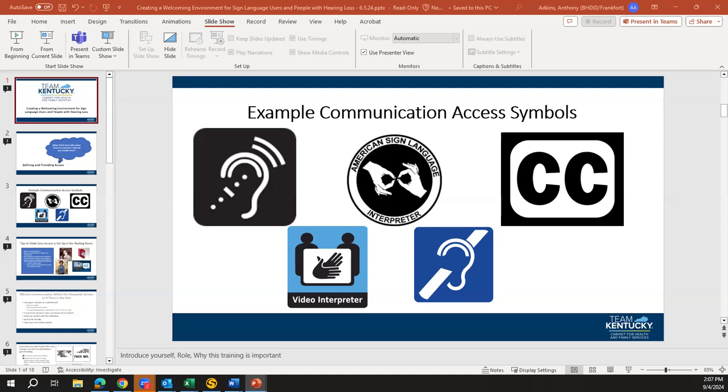The bottom left, this is more of a recent icon that has been added for communication access. This is for video interpreting. It became much more popular and common to see during the pandemic and has stuck around. We call that video remote interpreting, VRI. And then the final bottom right, that would mean that you have a hearing loss and you may use a device to help with your hearing loss, possibly a loop or a telecoil, something like that.